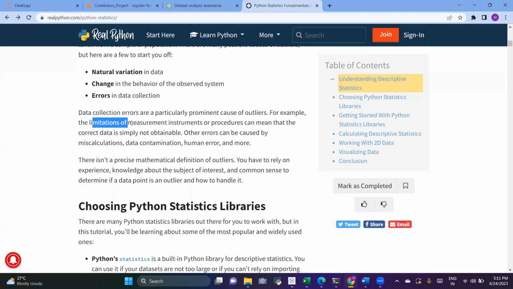For example, limitations of measurement instruments or procedures can mean that correct data is simply not obtainable. Other errors can be caused by miscalculations, data contamination, human errors, and more. There isn't a precise mathematical definition of outliers. You have to rely on experience, knowledge about the subject of interest, and common sense to determine if a data point is an outlier and how to handle it.